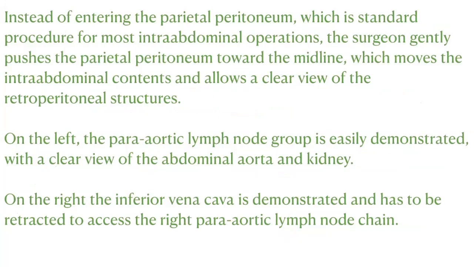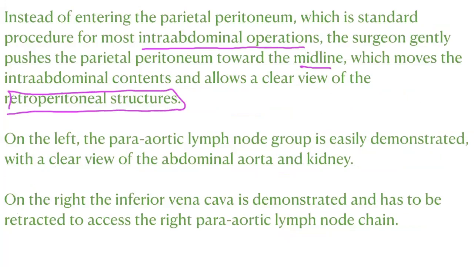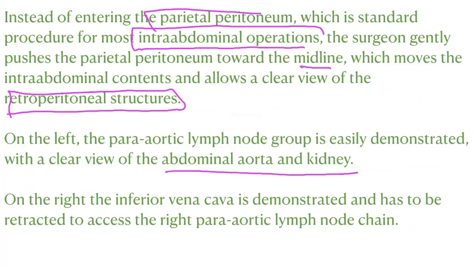Instead of entering the parietal peritoneum, which is standard procedure for most intra-abdominal operations, the surgeon gently pushes the parietal peritoneum towards the midline, which moves the intra-abdominal contents and allows a clear view of retroperitoneal structures. Because we have to resect the retroperitoneum, we don't cut the parietal peritoneum, right? On the left, the para-aortic lymph node group is easily demonstrated with a clear view of the abdominal aorta and kidney. On the right, the inferior vena cava is demonstrated and has to be retracted to access the right para-aortic lymph node chain.